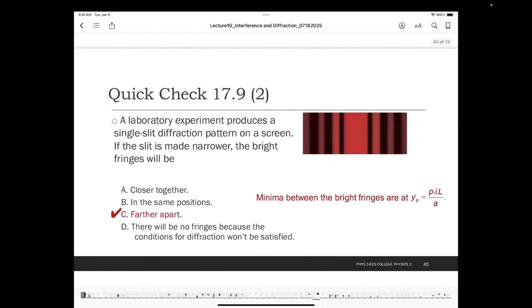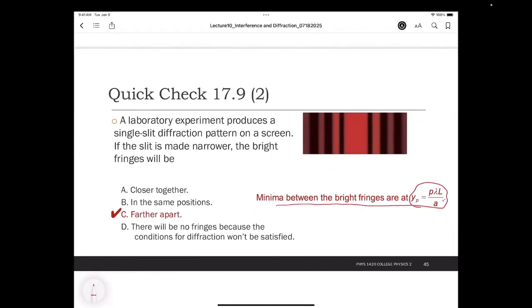Yeah, further apart, because you can see the minimum between the bright fringes is this one. If A decreases, this will increase. Actually, I just showed you the dark fringe, and the bright fringe and dark fringe are a similar thing. If the dark fringes are further apart, the bright fringes will also be further apart. Does it make sense to you?